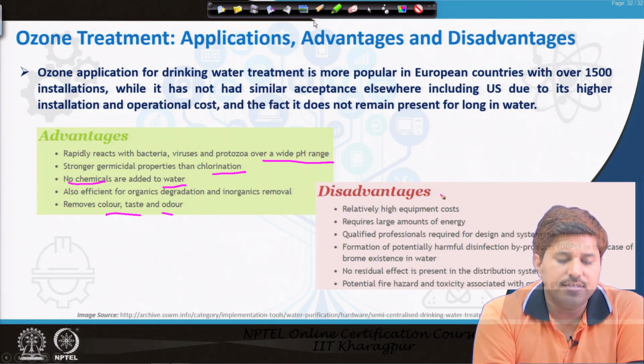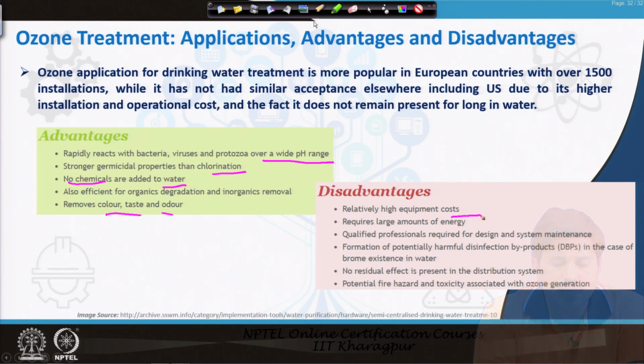On the flip side, the cost is quite high. It requires a lot of energy, and it requires qualified professionals for design and system maintenance. Some DBPs will still be formed, but of course fewer than with chlorine, and it has no residual present in the distribution system. That is one of the major demerits, because it does not lead to any residual protection. And it may cause potential fire hazard and toxicity associated with the ozone generation system.